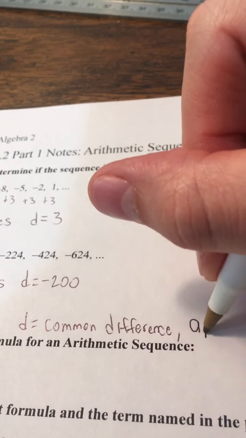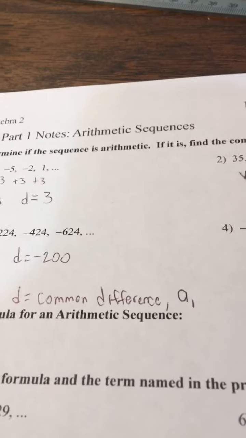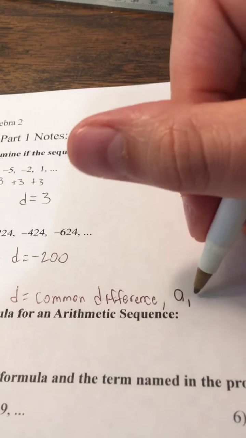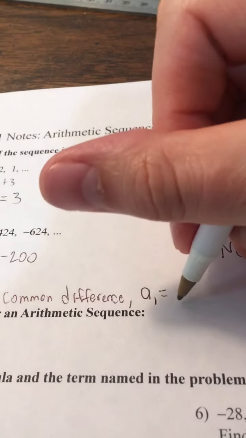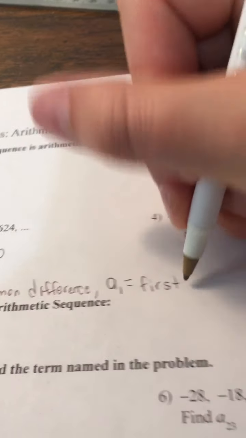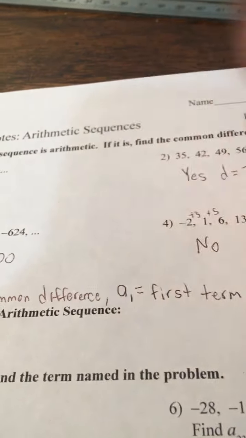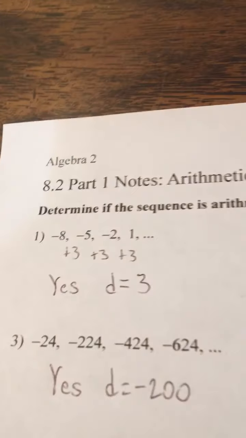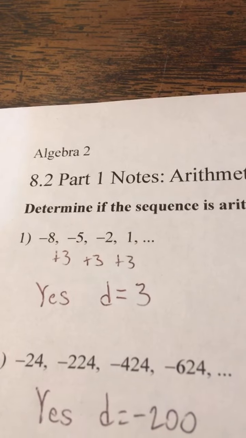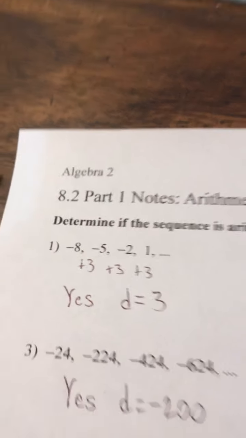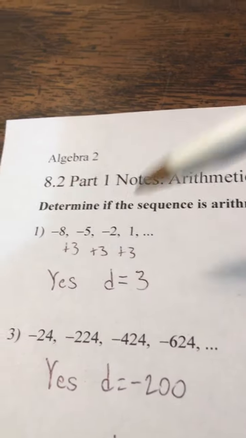And then you're going to see this a lot in these formulas. You're going to see an A with a little 1, A1. I'm not talking about a steak sauce. A1 is just notation, it means the first term in the sequence. So for example, in problem number 1, what was A1? It was negative 8. D was 3, the common difference.